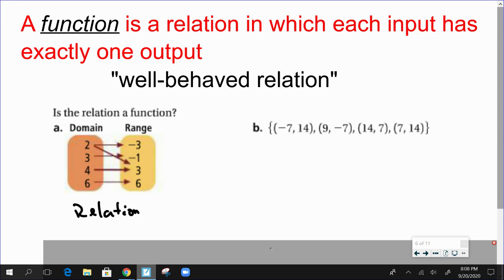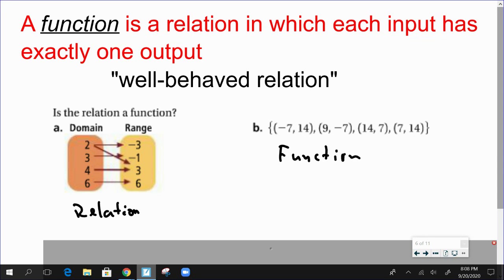And again, the quick and easy way, I look down through here and I say, hey, is there an x going to 2 different ones? No. This one, all right? Now, -7, 9, 14, 7. So in this case, does the x even repeat? And the answer is simply no. Well, this is a function.